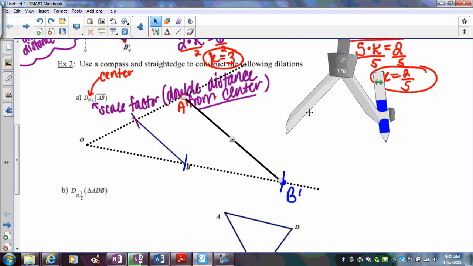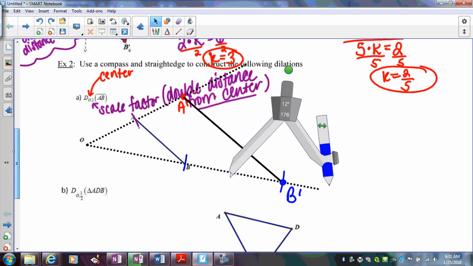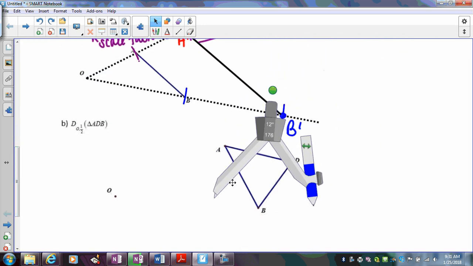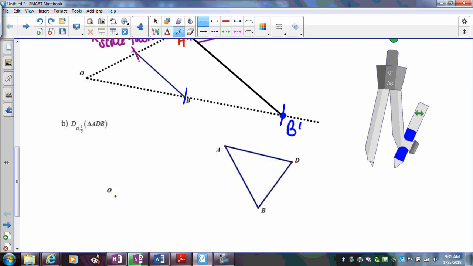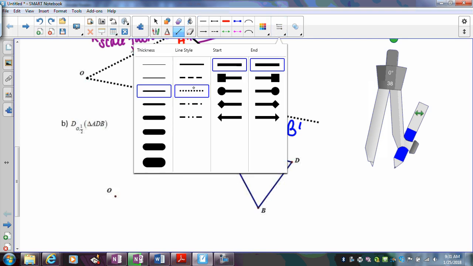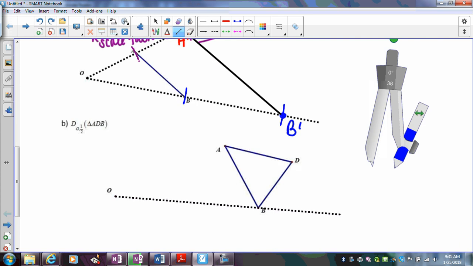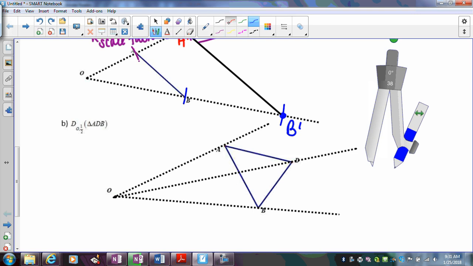So moving on to the next one, and the last one here, we are going to shrink this. Again, let's start off by drawing our dotted lines, because we know that our end results, our image points, will all lie on the same line as the pre-image points and the center. So I'm going to go O to B, O to D, and O to A. And for this one, my center I already started with, but notice that I have a scale factor of 1/2.